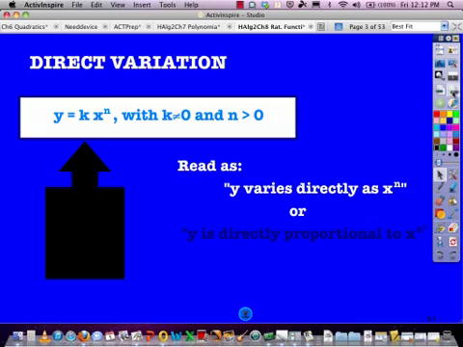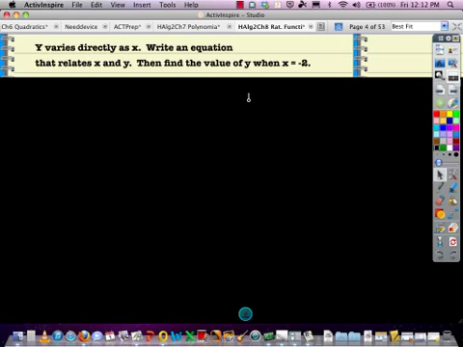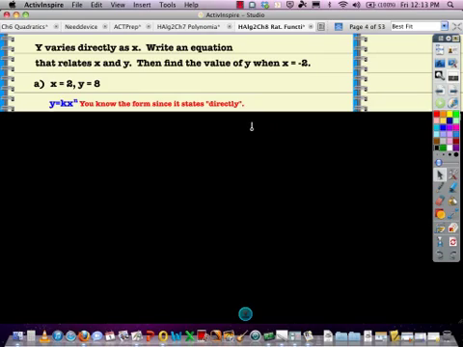I think you'll remember some of that process, but we'll be going over it here real quick. So if I said, y varies directly as x, write an equation that relates x and y, then find the value of y when x is negative 2. Y varies directly as x, immediately your thought is, all right, we've got two values, 2 and 8, but before we do that, let's just start with the generic equation: y equals kx to the n.